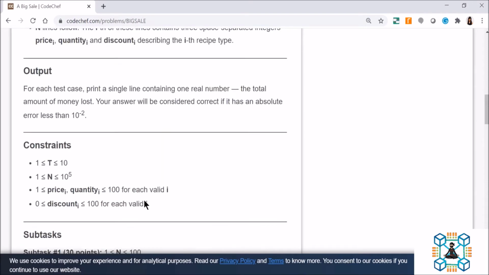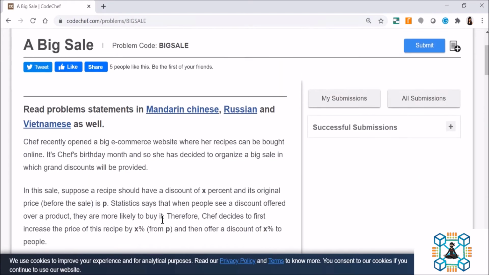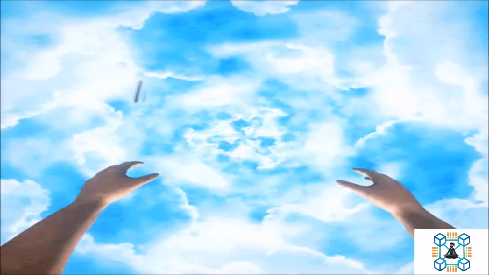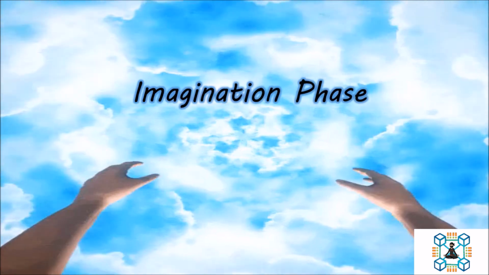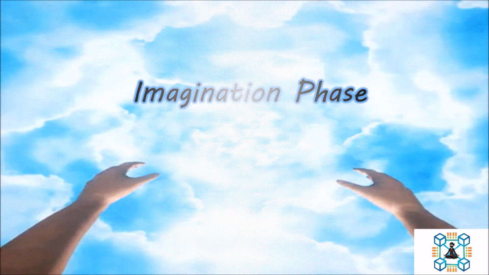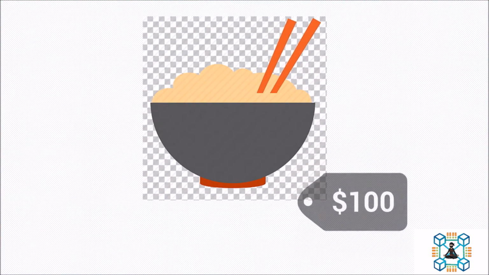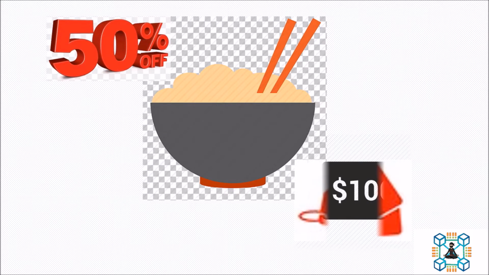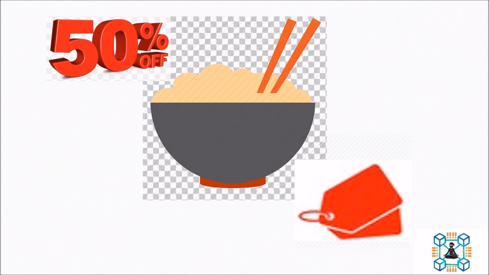We have gone through our problem statement thoroughly. Now it's time to put those elements into our imagination. So let's go to our imagination world. Yes, and let me know if you have imagined the same way that I did. Okay, so Chef had a recipe which costs $100. Since it's her birthday month, she's giving a discount of 50%.